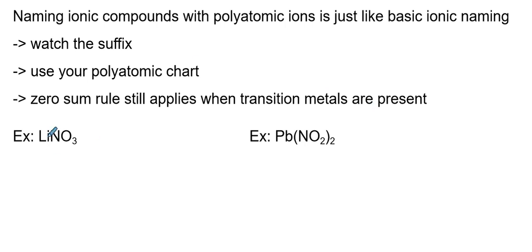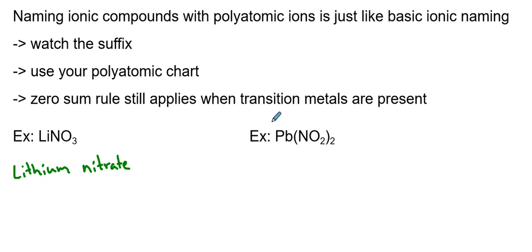So here I have LiNO3. I recognize that we have a polyatomic ion here with the NO3. And we have lithium. So we can write lithium. And lithium is not a transition metal. It is in group 1. So I don't need to worry about the zero-sum rule. I just now need to identify my polyatomic. And my polyatomic is nitrate. So this will be lithium nitrate.